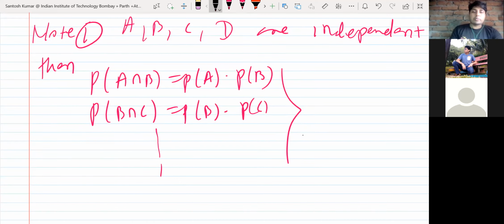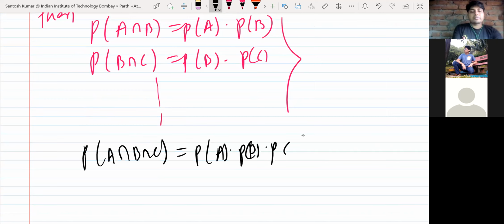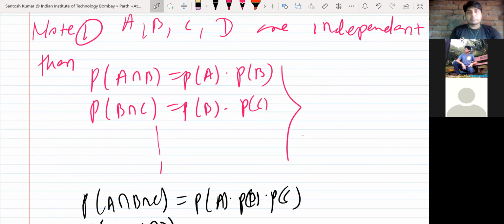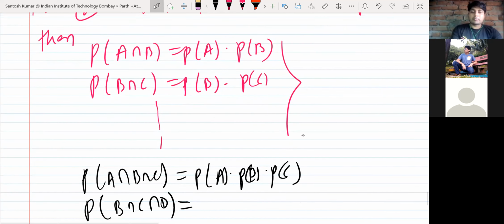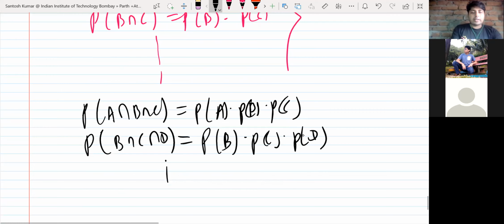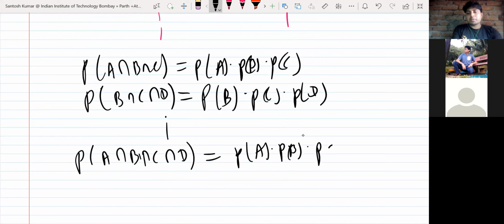Again, for 3 at a time, probability of A intersection B intersection C will be PA into PB into PC. Similarly, probability of B intersection C intersection D. How many terms will come? 4C3, so 4 terms will come. Again, at last you will write probability of A intersection B intersection C intersection D, so PA into PB into PC into PD.